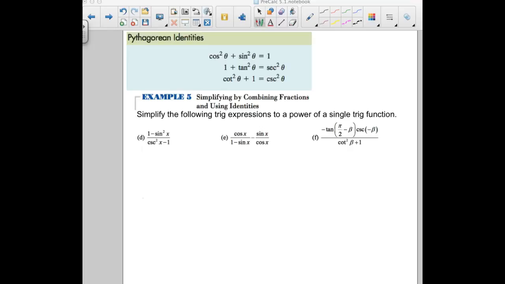Okay, these are the pre-calc notes for section 5.1, the second day. And I've just put a copy of the Pythagorean identities above example 5 so that we could refer back to them. They should be in your notes packet a couple pages prior to this.